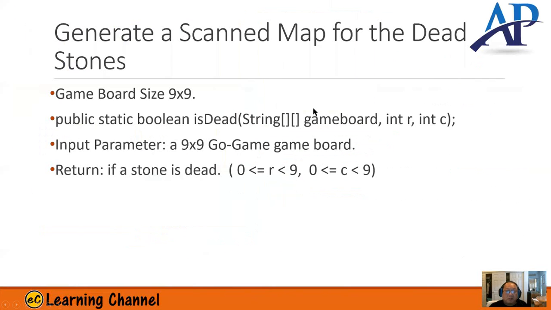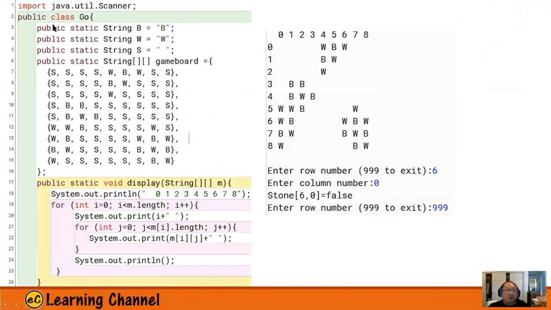So let's generate a scheme map for the dead stones. The game board is 9 by 9, and our detector is isDead. Let's write a function called isDead to check whether the stone at the R and C location, that is a row and column location on that game board, is alive or not. So we need to generate a 9 by 9 game board and then return whether the stone is dead at location R and C.